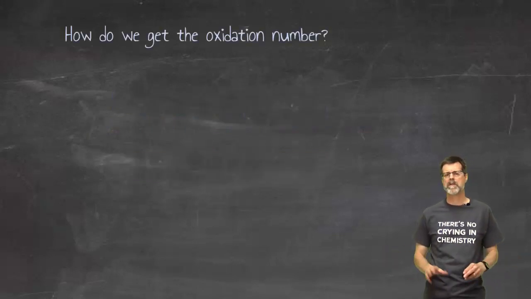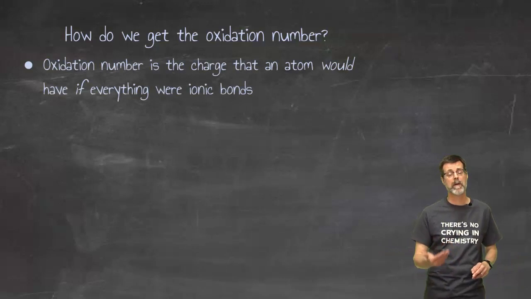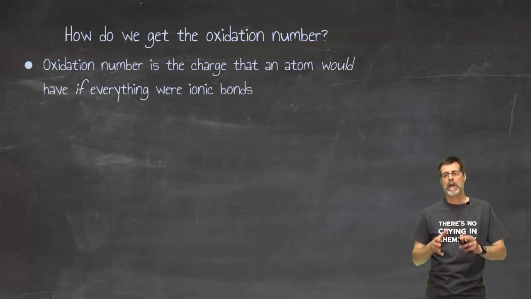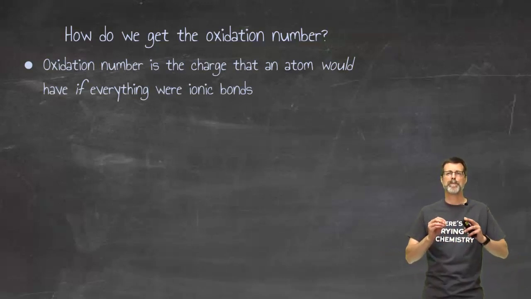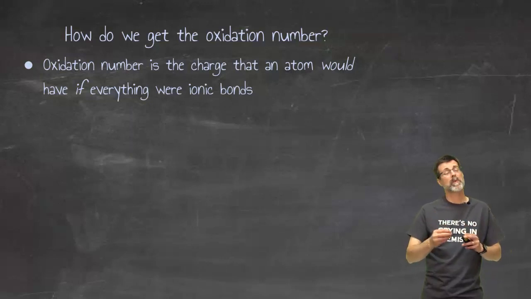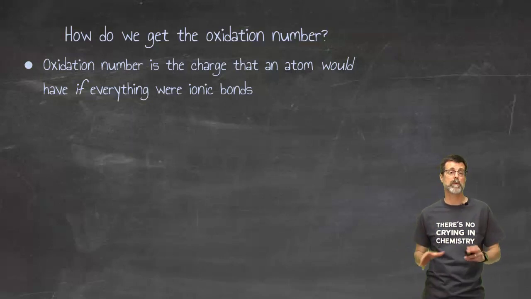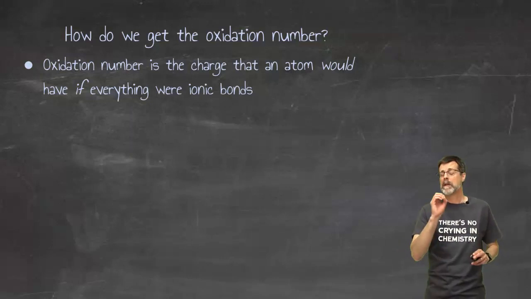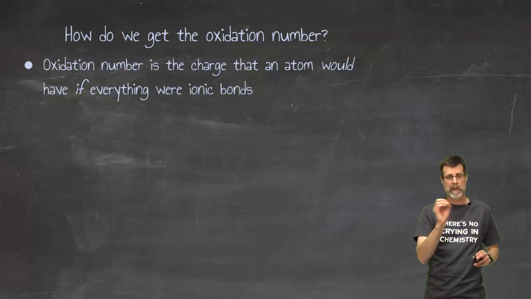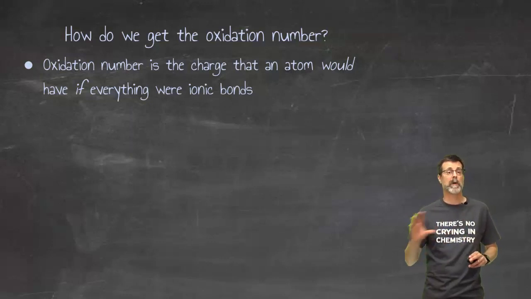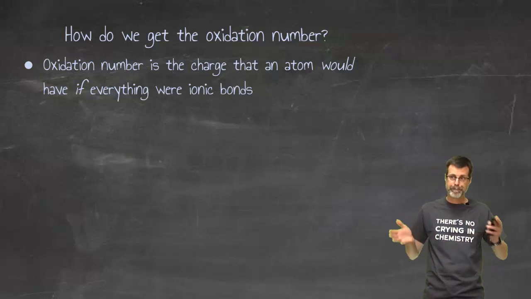How do we get the oxidation number? Well, we already know what to do if it was ionic. So what we're going to do is, I don't want to say pretend, but we're going to treat everything as if it were ionic, or what would be true if it were ionic. We're not changing what we understand about ionic bonds and covalent bonds.